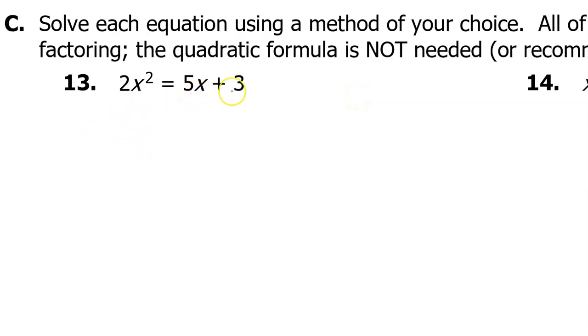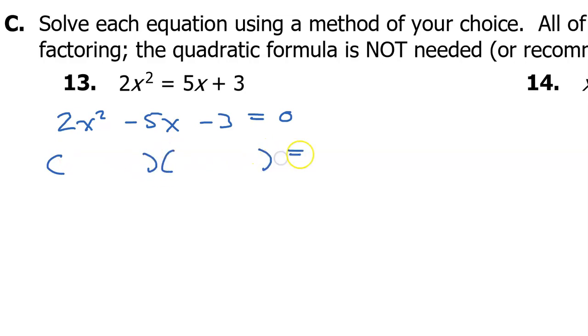For number 13, you want to get 0 on one side, so we're going to have 2x squared minus 5x minus 3 is equal to 0. There's no GCF, so let's go straight to the factoring. There are a lot of different methods for how to factor a quadratic like this, but the way I do it, just look at the first term, 2x squared. That can only be factored one way: 2x and x. Then I skip over to the third term. Ignore the negative sign. What times what makes 3?